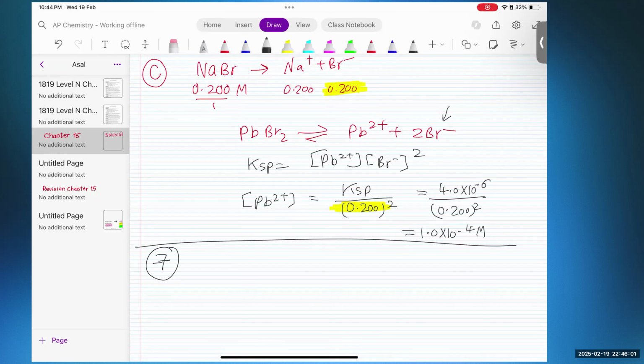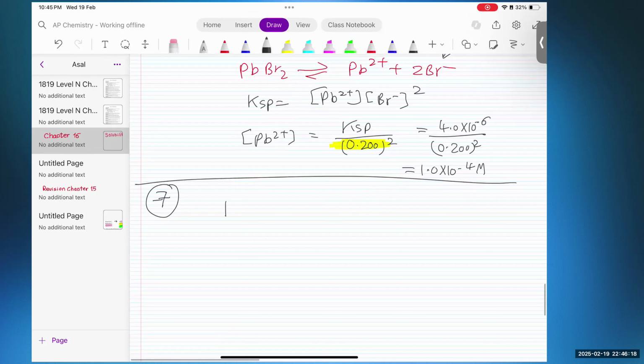Okay, a student added 0.50 liters of 1 molar sodium chloride to 0.50 liters of 1 molar lead nitrate. List the ions remaining after precipitation in order of increasing concentration. This is the same thing, but I need to find the excess and the limiting in every one. So I will find the number of moles of sodium and the number of moles of chloride. I will find the number of moles of lead and the number of moles of nitrate.